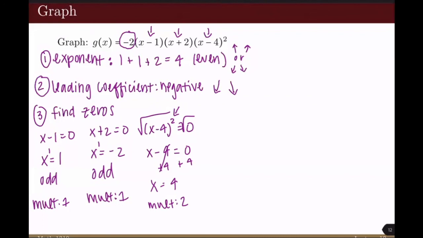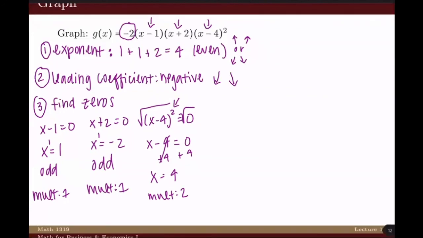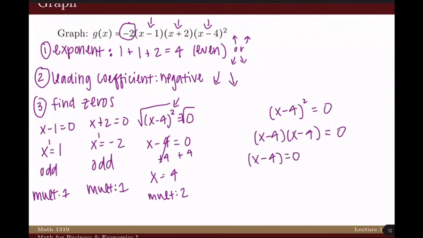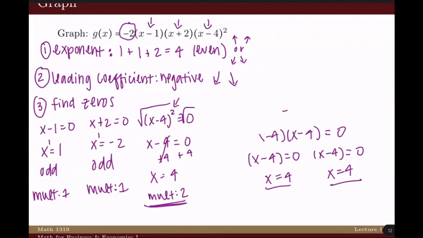We actually even could have split it up. I'm going to do scratch work over here to hopefully help y'all understand why it's still multiplicity 2. We could have done x minus 4 times x minus 4 equals 0, which then would have meant x minus 4 equals 0 or x minus 4 equals 0, and then we would have again gotten x equals 4, x equals 4. So you see, that's why the multiplicity is 2 and not 1, because there are 2 of these binomials. All right, I'm going to now erase my scratch work and graph this function.